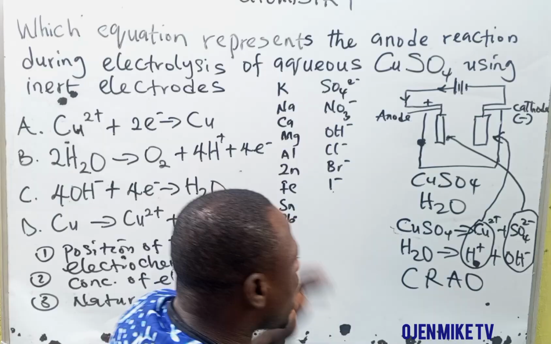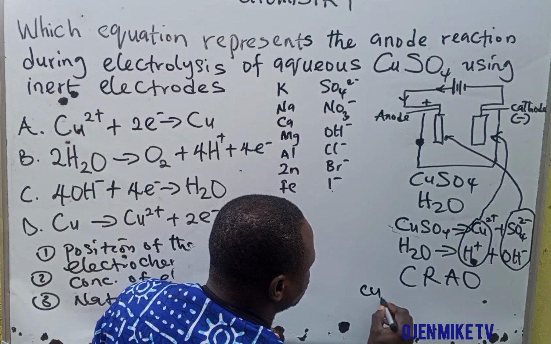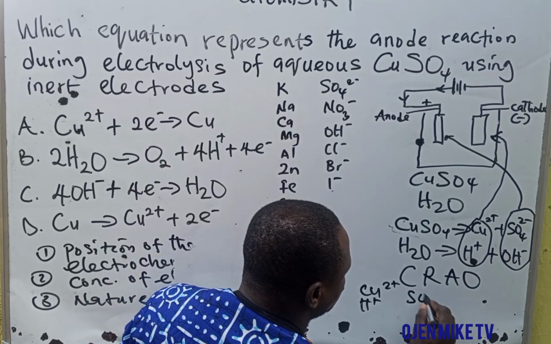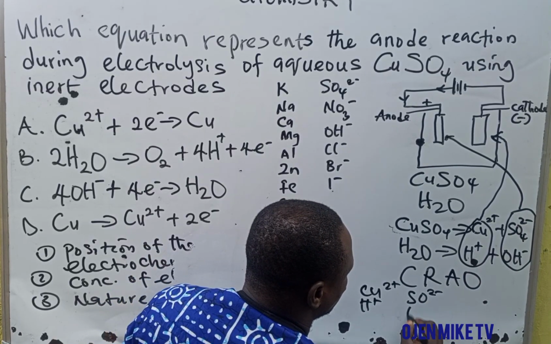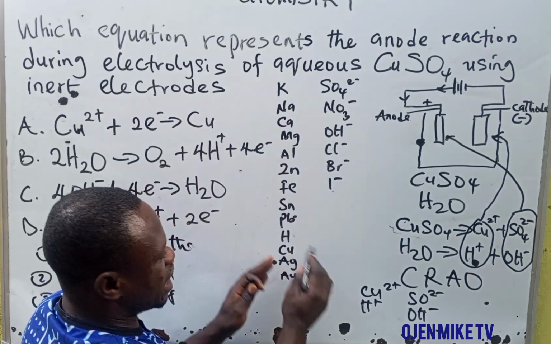Is that understood? Now in this one we are considering what? Copper ion and hydrogen ion. Then we also consider SO4 2 minus and OH minus. So these are the only things we are going to consider.